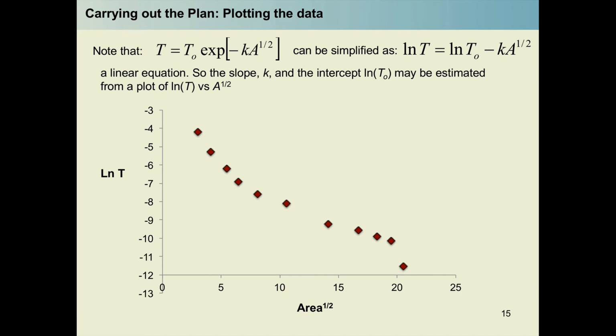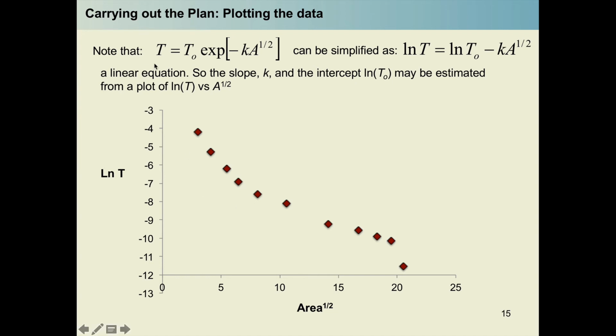So you're going to plot the natural log of thickness as a function of the square root of area. Your plot's going to look something like this. This is an example that I have plotted from my own attempt at doing this homework problem.